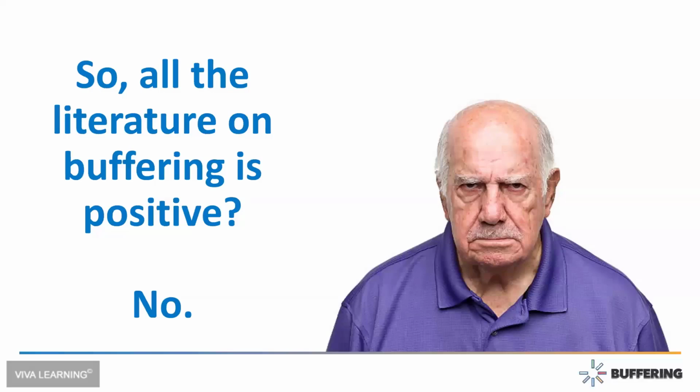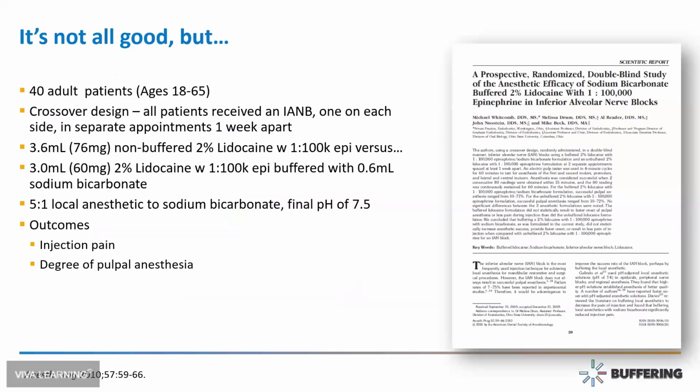I'm just going to show you two studies that aren't quite as positive. Again, a crossover design with an inferior alveolar nerve block. They were separated by 1 week, so the patient would come back 1 week later and get the other side nerve block. They used 3.6 mLs of non-buffered 2% lidocaine with 1 to 100,000 versus 3 mLs of 2% lidocaine, 1 to 100,000, buffered with 0.6 mLs of sodium bicarbonate, which is a pretty high ratio. It's 5 to 1. Their final pH was 7.5.